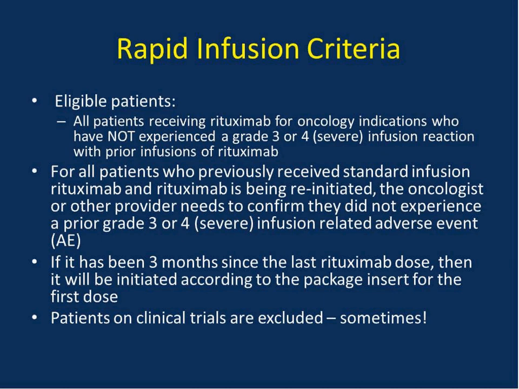So our rapid infusion criteria here at Duke is for patients who are receiving Rituxan specifically for an oncology indication, and they have not experienced a grade 3 or 4 infusion reaction with prior infusion. And if a patient has previously been treated with rituximab, but it has been 3 months or longer since the last rituximab dose, then the patient unfortunately has to go back and start at the first standard infusion, which typically is over 3 to 4 hours depending on the dose.